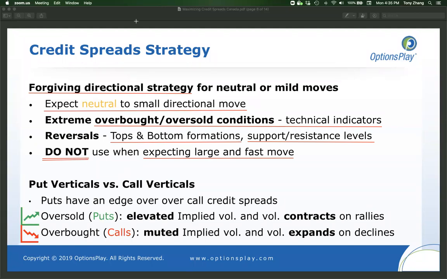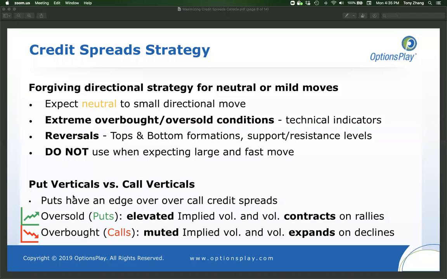So with that, I just want to talk a little bit about the two examples I just gave you: selling a put credit spread when it's bullish, and selling a call credit spread when it's bearish. Those two strategies are not exactly identical by just flipping from bullish to bearish, because based on our research, there is a slight edge for puts over call credit spreads. The reason is that when you're selling a put credit spread, you are looking at a stock that may have sold off recently and you're expecting it to bounce higher.